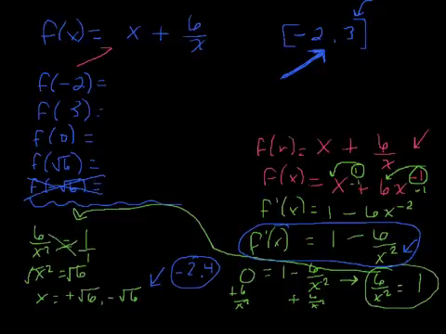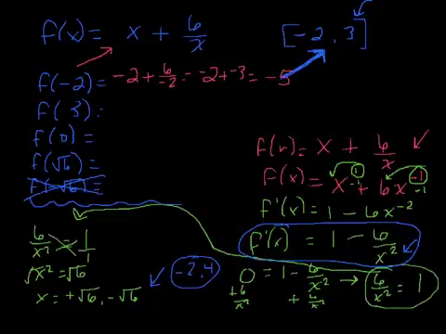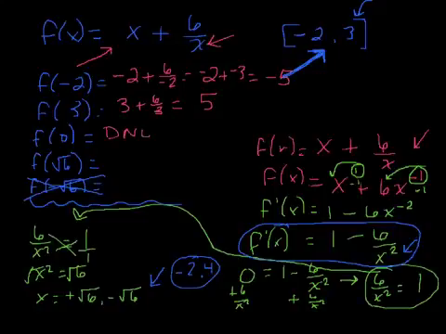Plug in negative 2. So you get negative 2 plus 6 over negative 2, which is negative 2 plus negative 3. So you get negative 5 for the first one. The second one, you get 3 plus 6 over 3. 6 divided by 3 is 2. So that gives you 5. Plug in 0, we have a problem because you can't plug in 0 there. So that one doesn't exist, so we don't have to worry about that.